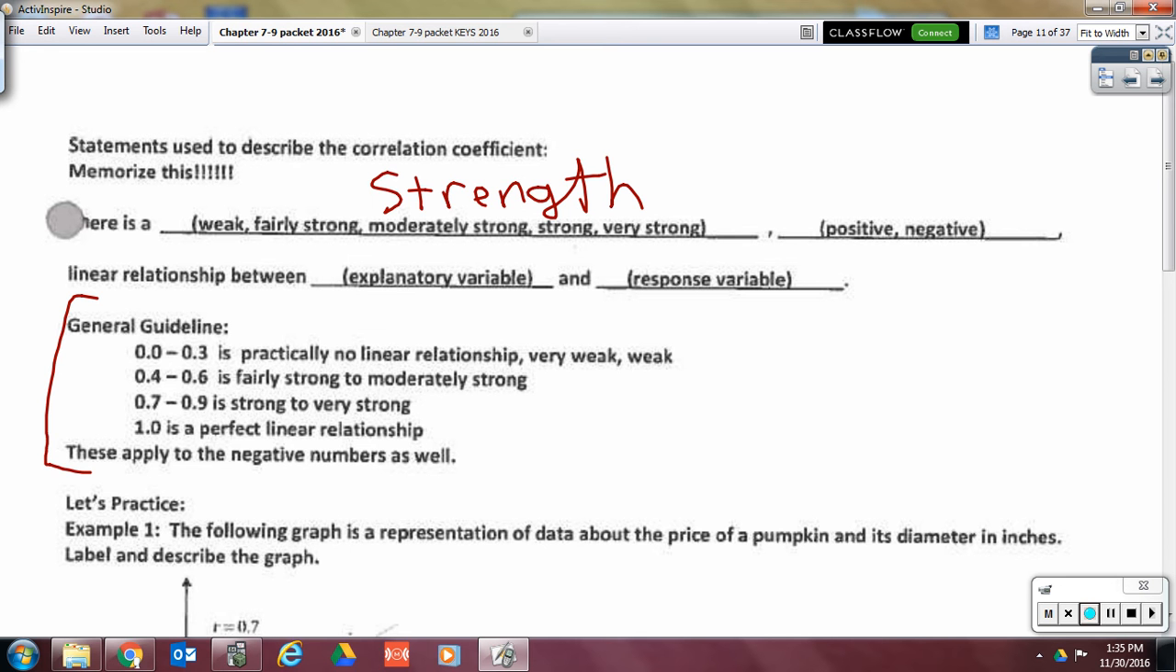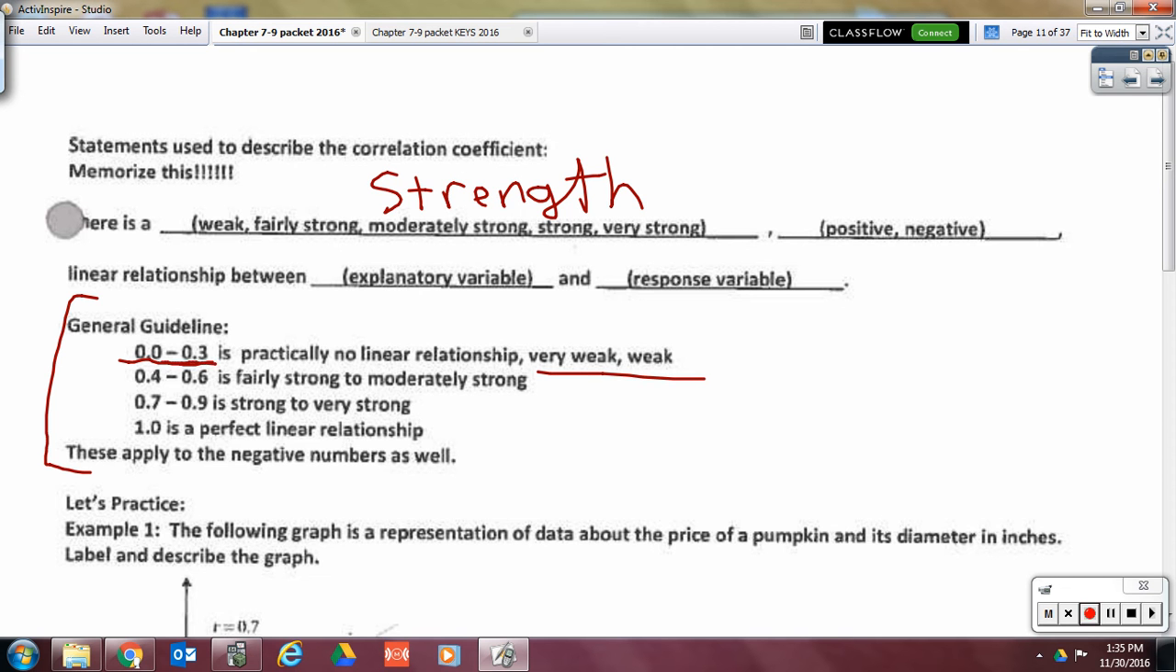The closer you are to 0, the less linear relationship there is. So 0 is no linear relationship, and 1 is a perfect linear relationship. Look at these numbers and see if they make sense to you. 0.0 to 0.3 is no linear relationship to weak. That's a weak linear relationship. Weak, very weak, all those kinds of words.